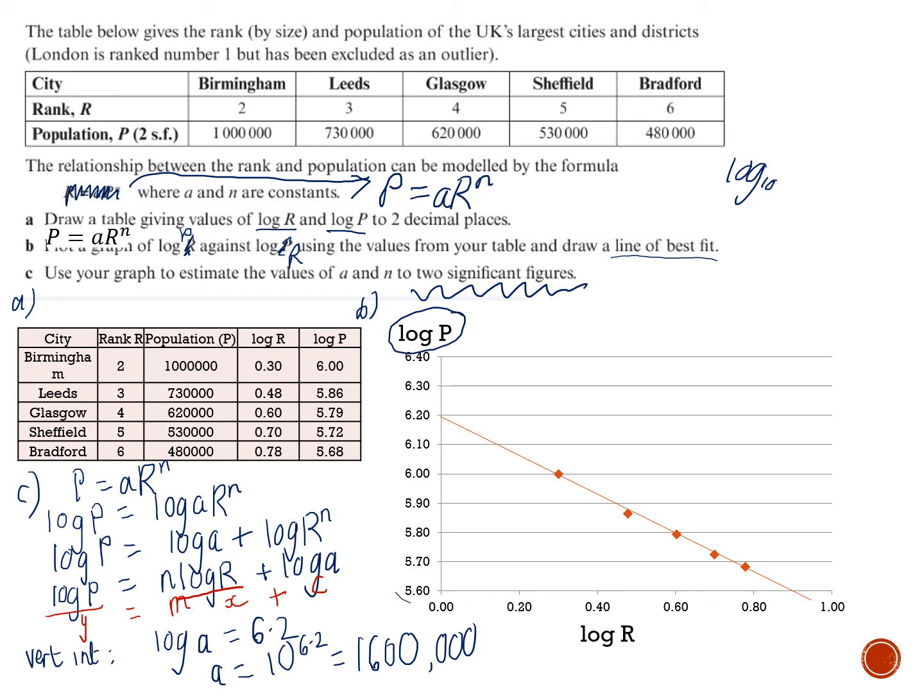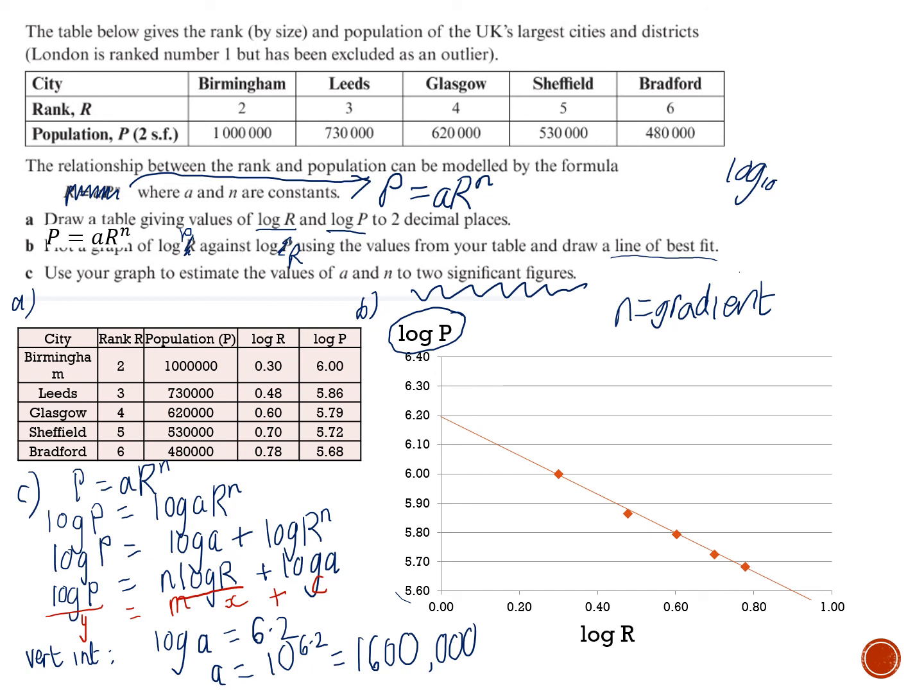Now, compare to my y equals mx plus c form, n is equal to my gradient. Now my question doesn't tell me what my gradient is like the previous one, so I'm going to need to work it out from my line. And what I can do to work it out from my line is find two values that the line goes through pretty well, and I can then use those to work out the gradient.